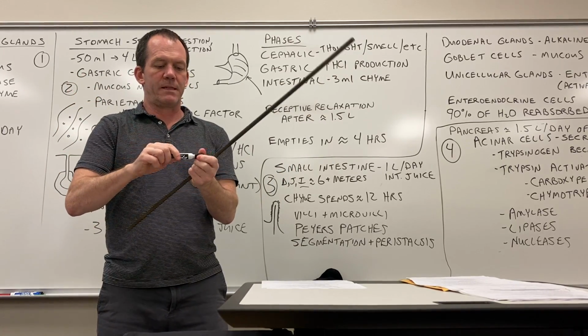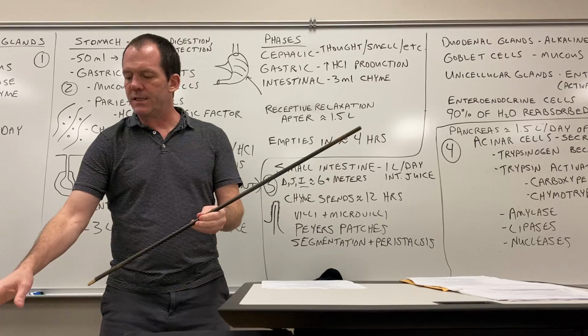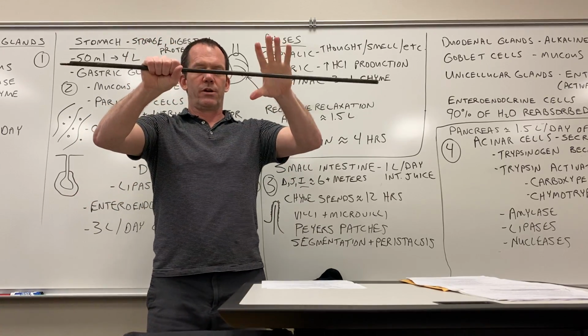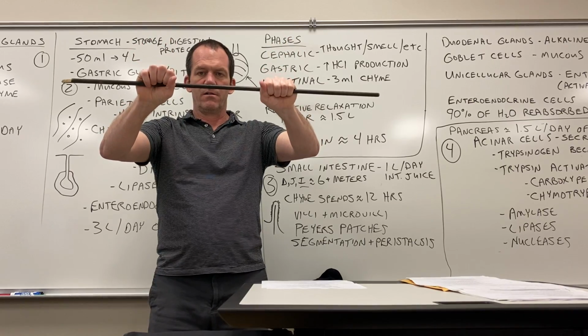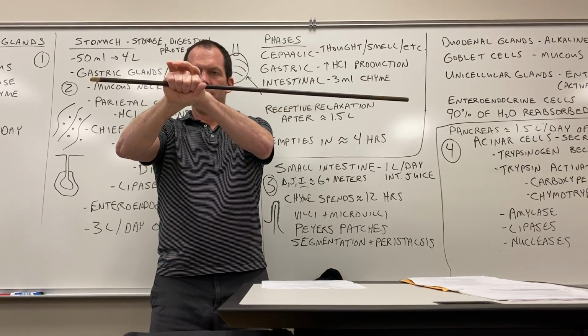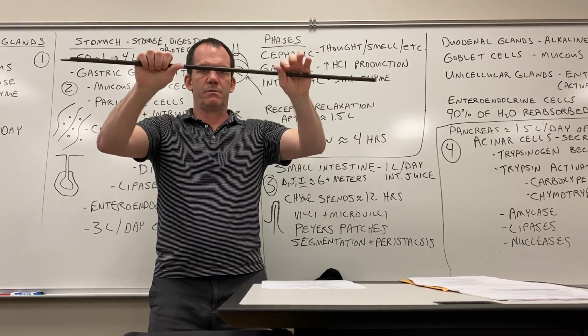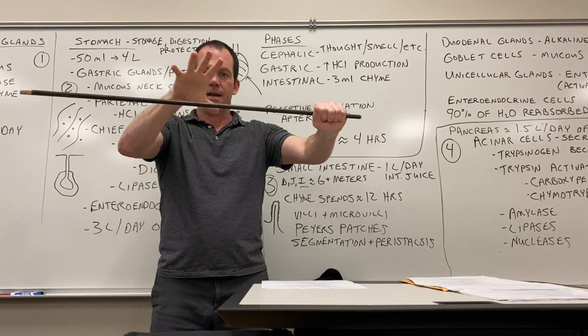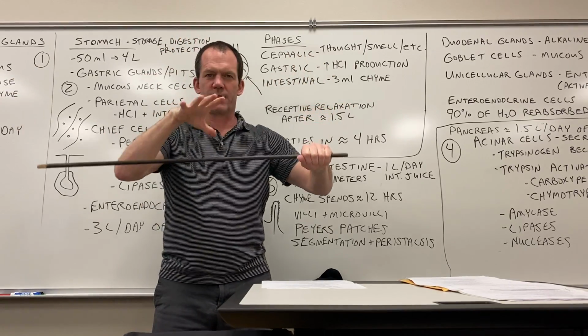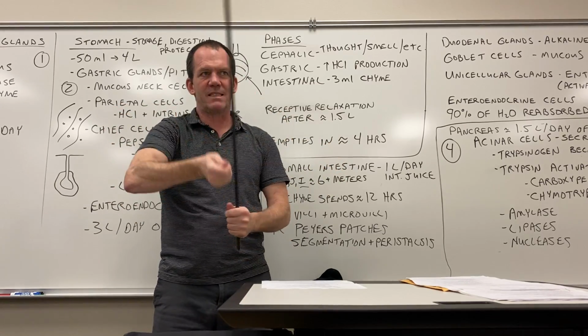Now, segmentation is a little bit different. Imagine instead that my hands represent circular muscle and there's food in between. Well, if I squeeze here, food's going to go there and there, right? So if I squeeze both of these, you're going to pack food in here. But then if I squeeze here and here, it's going to chop up that food. So it's kind of like mixing. It's like mixing the food.